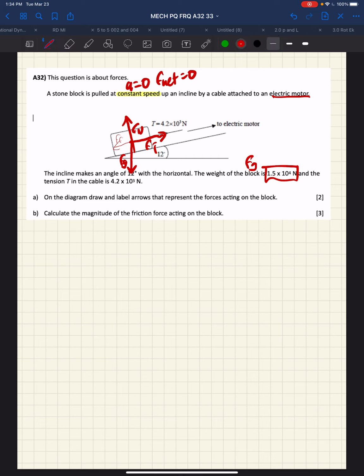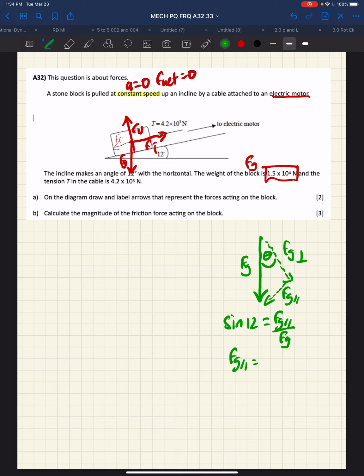The components we can draw somewhere else, like say down here, and we can say this is FG. This is FG perpendicular, FG parallel, and that's theta. So sine of 12 equals FG perpendicular over FG. So FG parallel is FG sine of 12. And by the similar token, FG perpendicular is FG cosine 12.